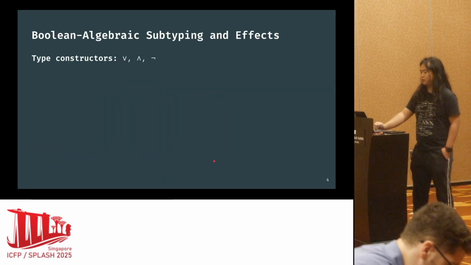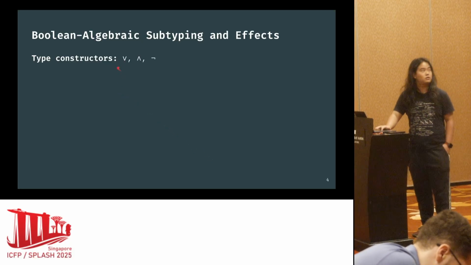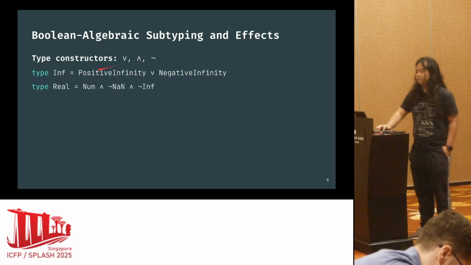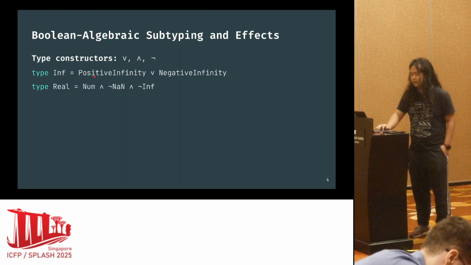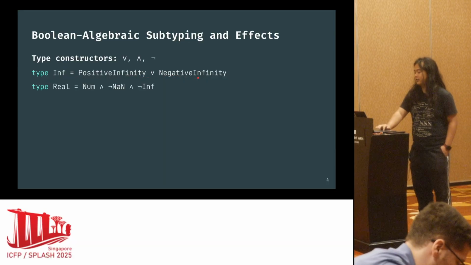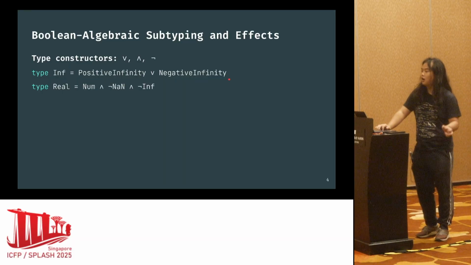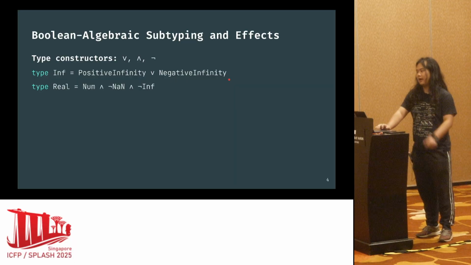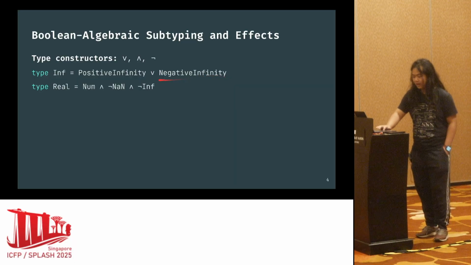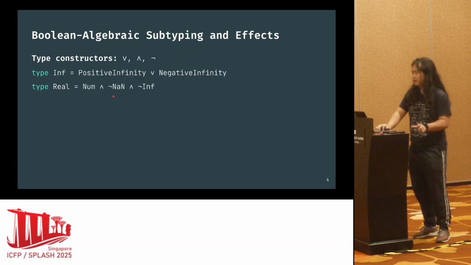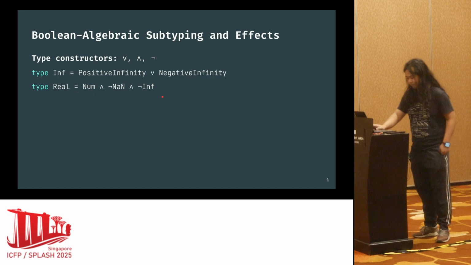In Boolean algebraic subtyping, we have type constructors: union, intersection, and negation. So for example, type inf is positive infinity or negative infinity. Here, positive infinity and negative infinity are singleton types and have corresponding values. And real numbers are numbers that are not NaN and not inf.